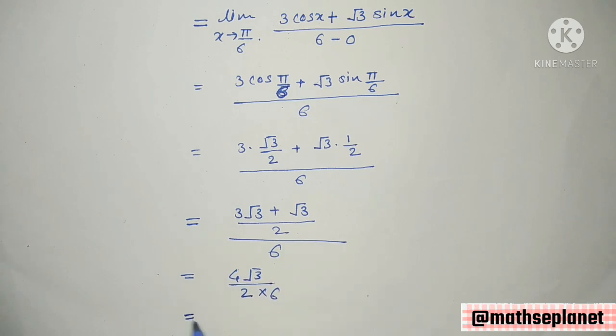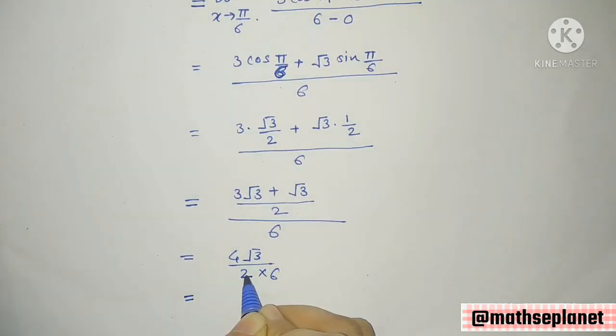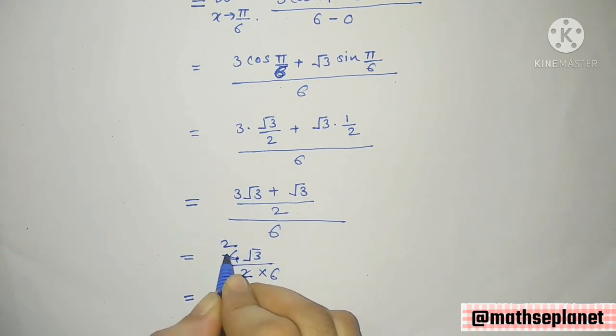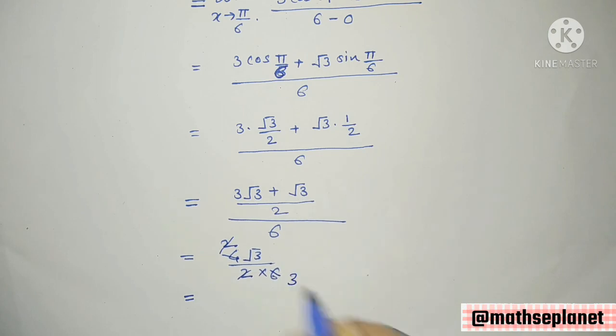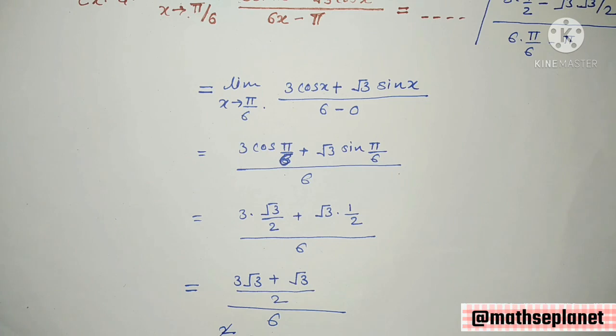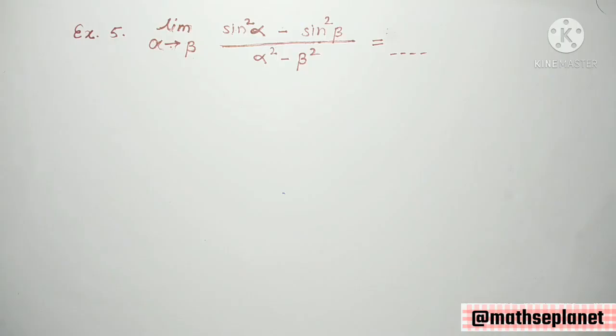So the answer is, 2 into 2 is 4, so root 3 divided by 3 is nothing but 1 upon root 3. So 1 upon root 3 is the answer. Here the question is simpler; we can find the value of the limit easily by using L'Hopital's rule. Let's see the fifth example.